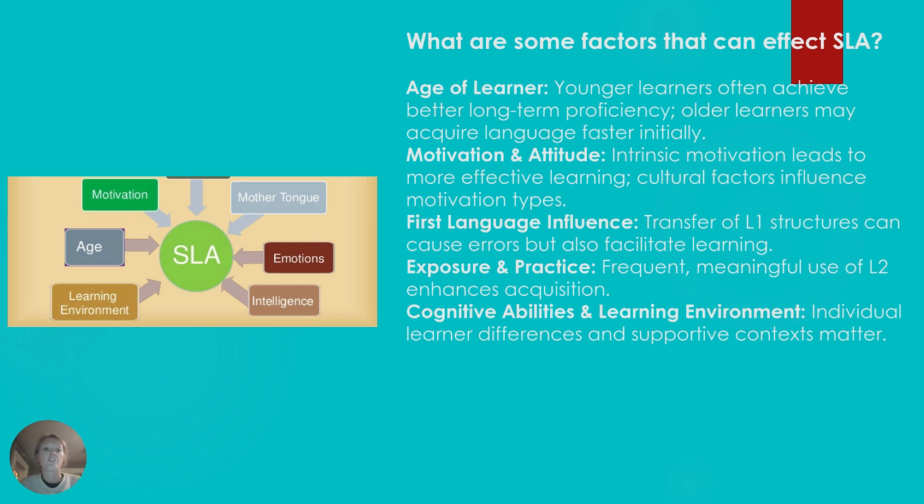The motivation and attitude. So there's that intrinsic motivation that leads to more effective learning. And then there's a lot of cultural factors that actually influence motivation types as well. The first language influence, that transfer of the structures of the first language, your native language, can cause errors, but also facilitate learning.